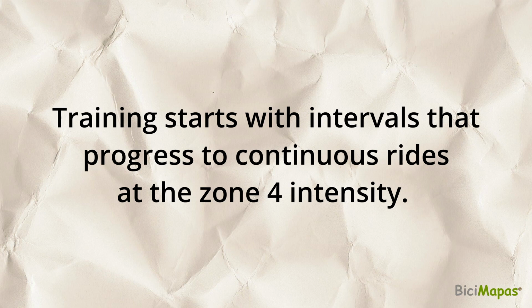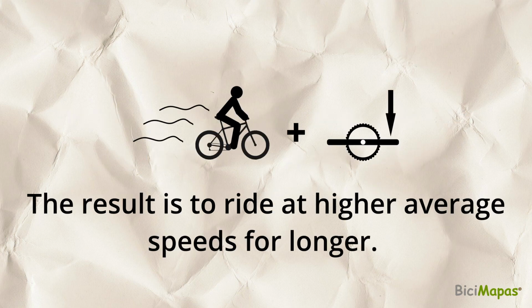Training starts with intervals that progress to continuous rides at the zone 4 intensity. The result is to ride at higher average speeds for longer.